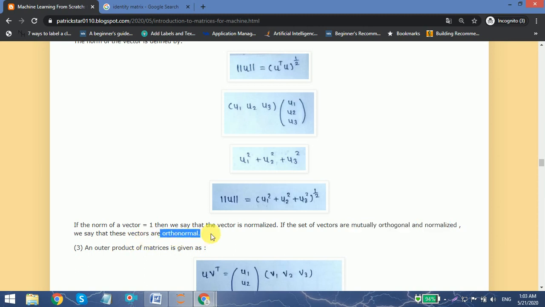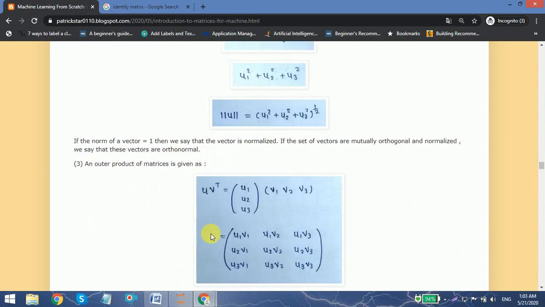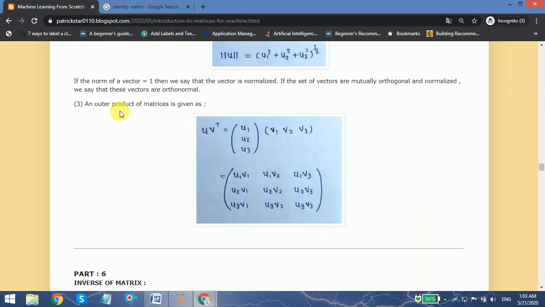So these are the terms you should keep in mind sometimes. This will help you. Okay, then there is another product called an outer product of a matrix. It is given by U into V transpose.